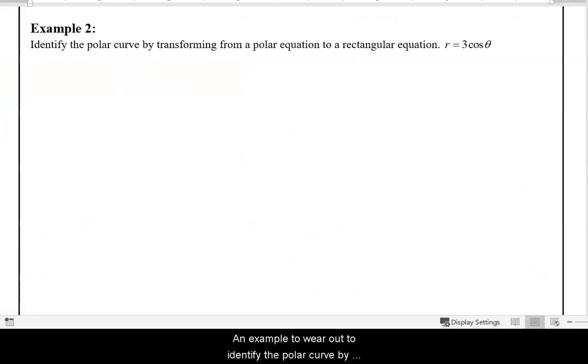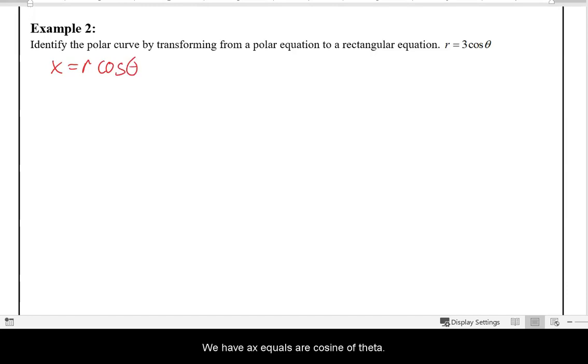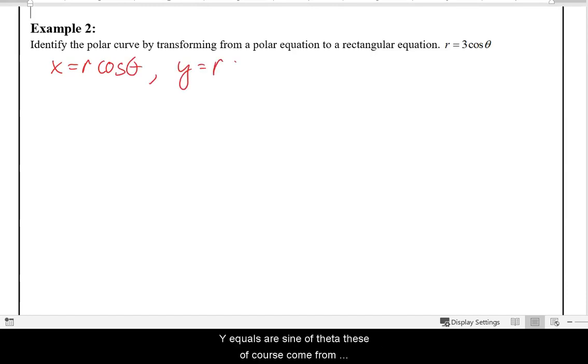In example 2, we're asked to identify the polar curve by transforming from the polar equation into a rectangular equation. This time we're told that r equals 3 times cosine theta. Let's write down again what our 4 equations are that convert from one form to the other. We have x equals r cosine of theta, y equals r sine of theta. These, of course, come from the definitions of sine and cosine on a circle.